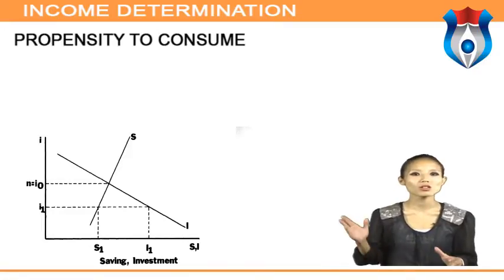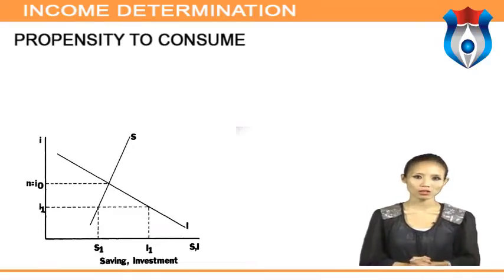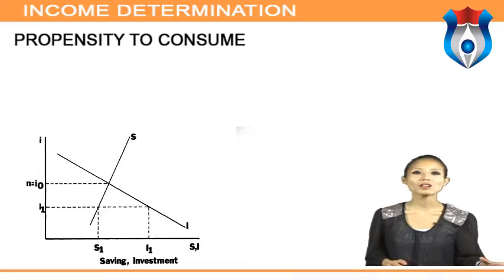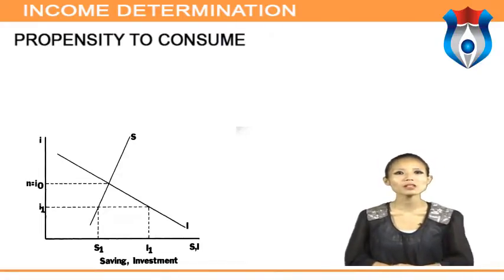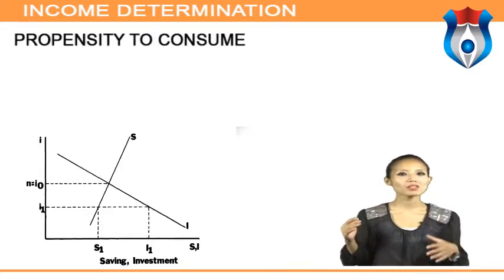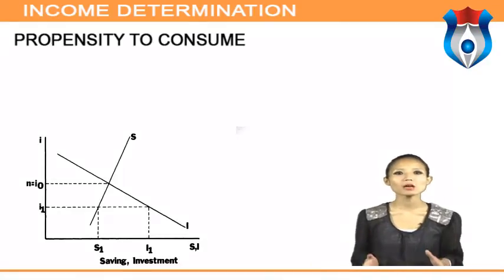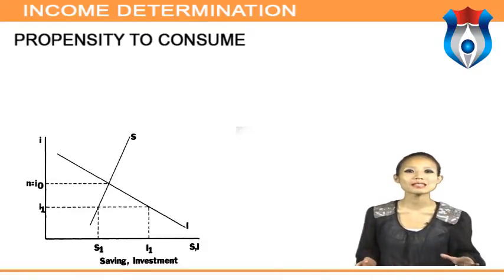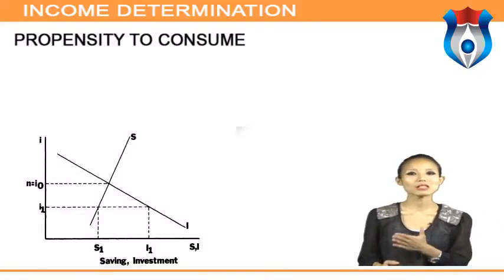Autonomous consumption is the $1 trillion of consumption that takes place if income is zero. Induced consumption is the increase in consumption that occurs due to an increase in income. There is some consumption even at no income, therefore APC is greater than 1 at a low level of income. With an increase in income, consumption increases to a lesser extent due to the psychological law of consumption, and hence APC falls.